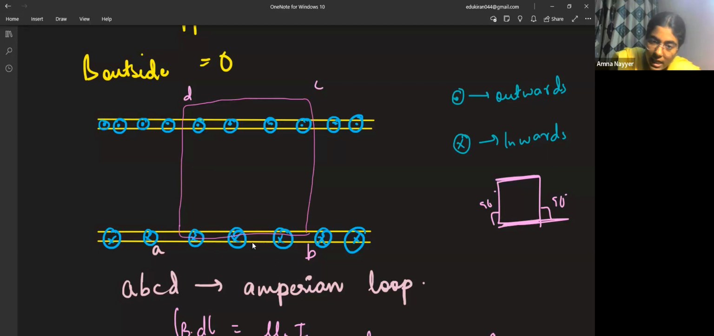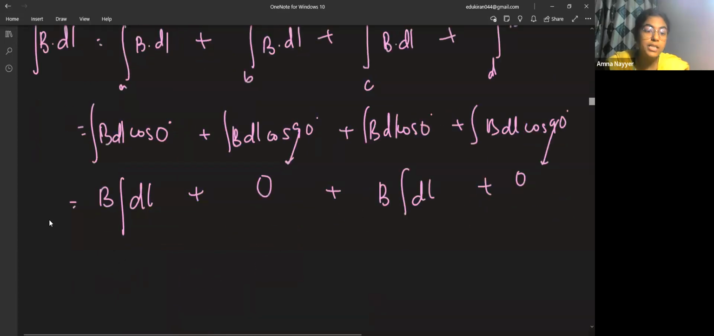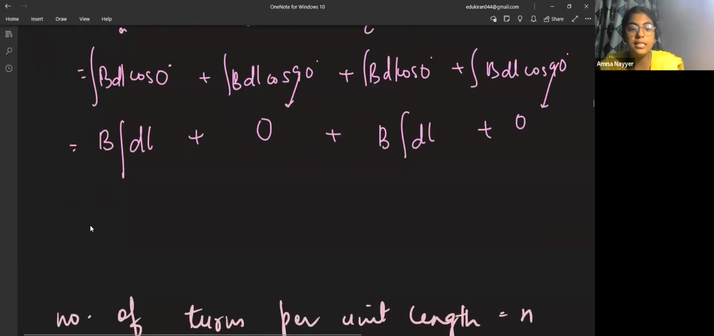Only AB has a magnetic field. You can see we have enclosed a portion of magnetic field. These sides are already perpendicular to it, and this was parallel, but this is outside. So no magnetic field is actually enclosed within this portion. Finally, from this region also you have B.